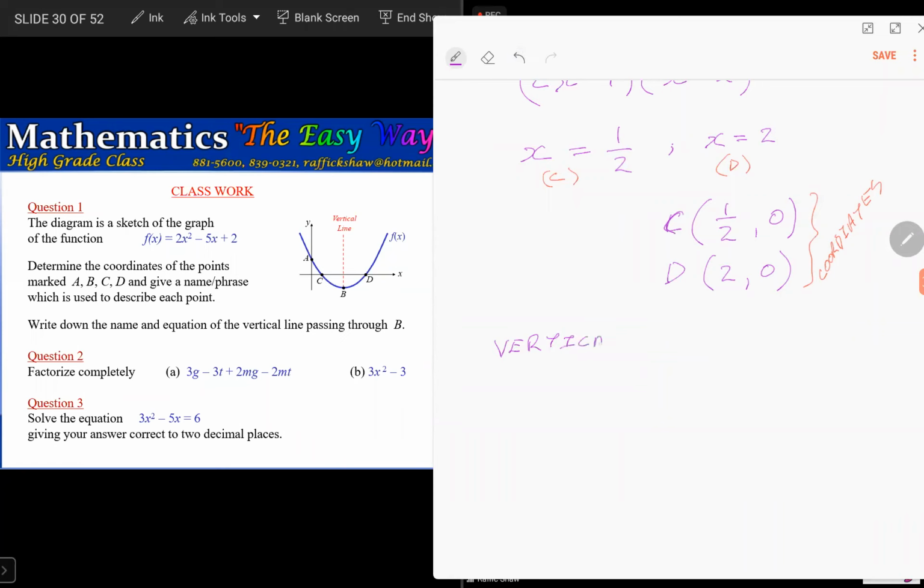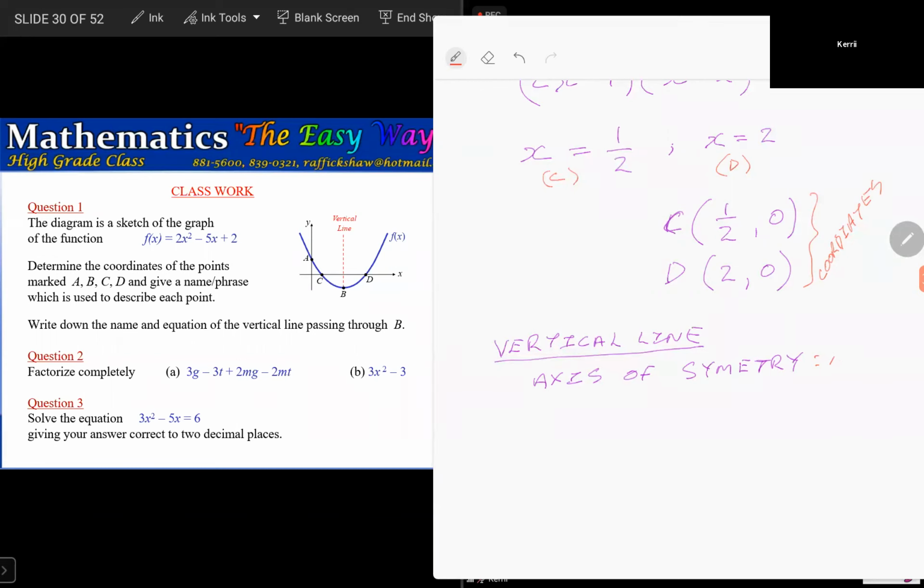Vertical line on the diagram, which is the axis of symmetry. Why is it the axis of symmetry? Because it passes through B. So that vertical line is called the line of symmetry or the axis of symmetry. Some persons spell symmetry with 2 M, some persons spell it with 1. It doesn't matter. So that is the name or phrase for it. So this right here is the name of that vertical line.